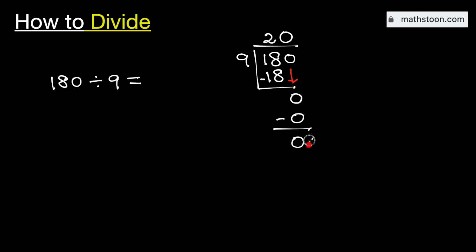As we have got the number 0 and there is no number to bring down here, so we will stop. Therefore 180 divided by 9 is equal to 20. And this is our final answer.